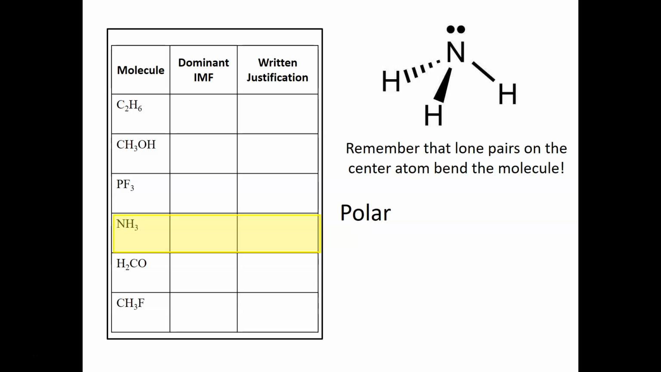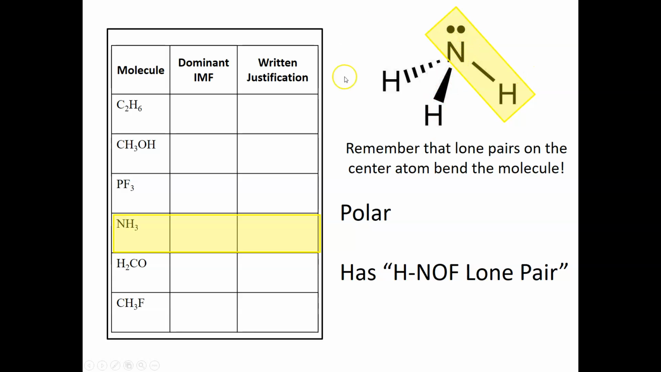So does it have hydrogen? Yes. Is it attached to one of the NOF atoms? Yes, this time it's nitrogen. Does that nitrogen have a lone pair on it? Yes, it does. So we can see here, we also have one here and one here, right? I just highlighted one as an example. So this will be hydrogen bonding.